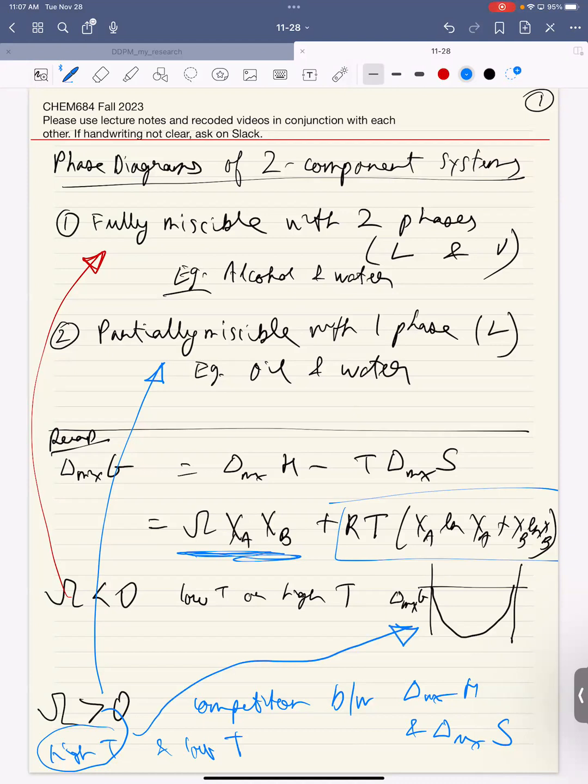At low temperature is where we started to see competition, and we saw something that looked like it had a cusp in between, right? Because of the competition between delta mixing H and delta mixing S. So this is just a recap, and we are going to use both of these to study what happens next. So let's go to the first case, the fully mixable with 2 phases.